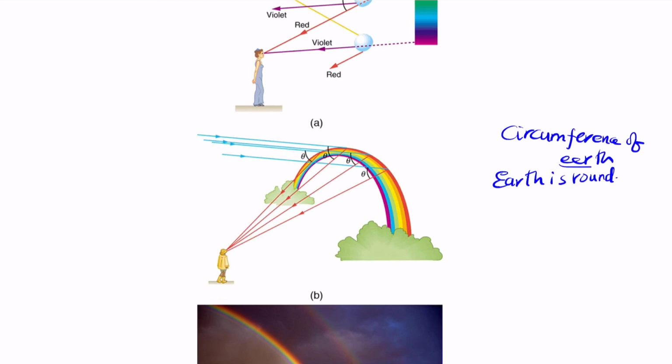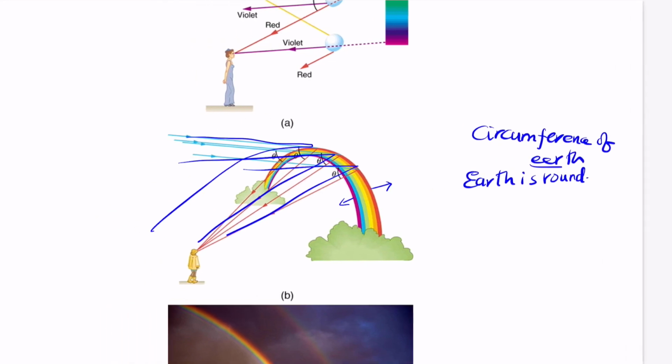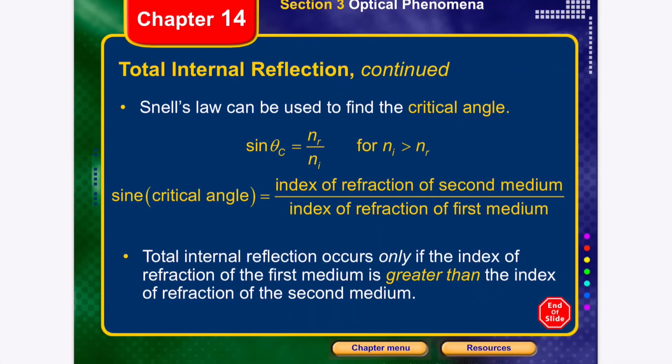So this is how you generally end up seeing it when the light comes through. What is happening here? The violet bends the most, that's why you see violet at the bottom, and red bends the least, so that's why you generally see red at the top. So this is generally how you end up seeing a rainbow. That is the phenomenon of the rainbow.